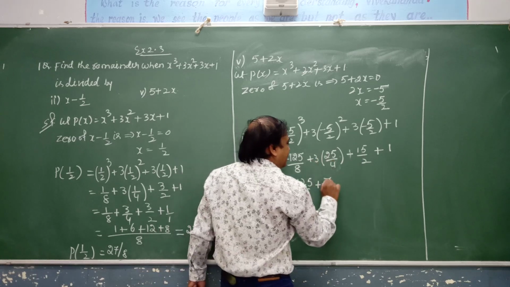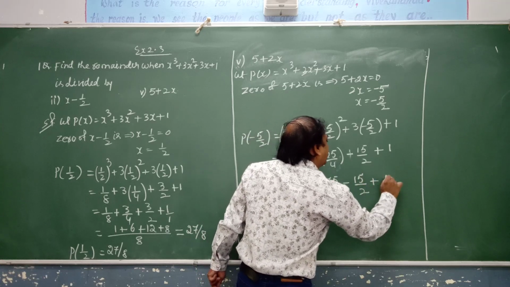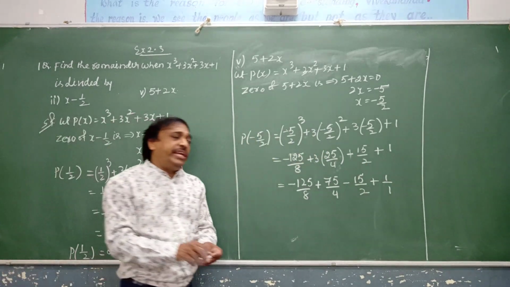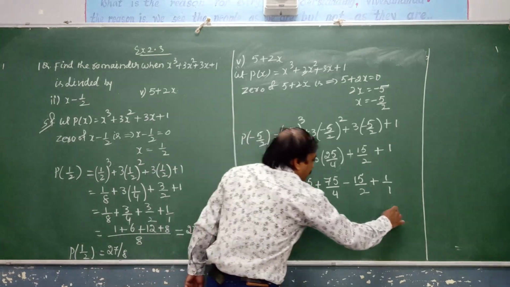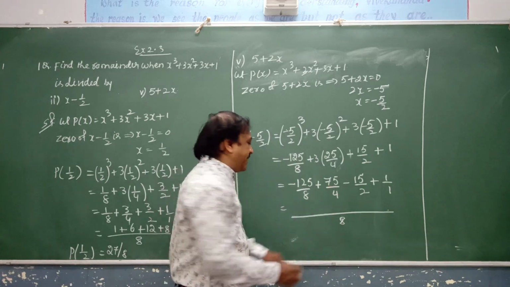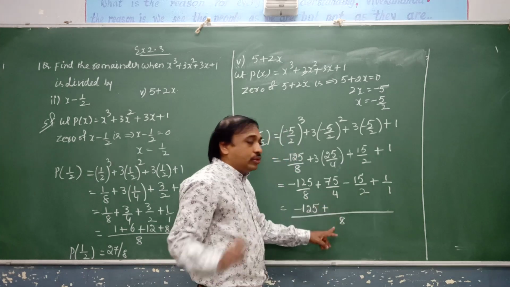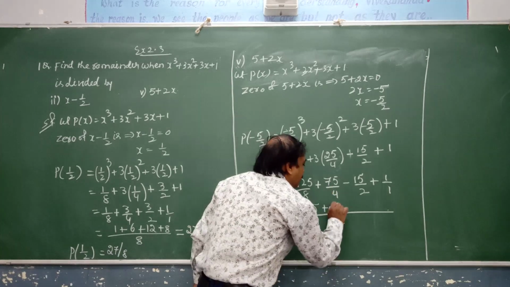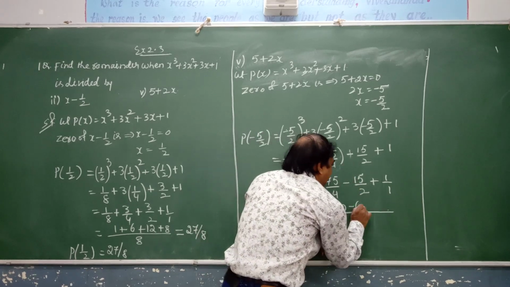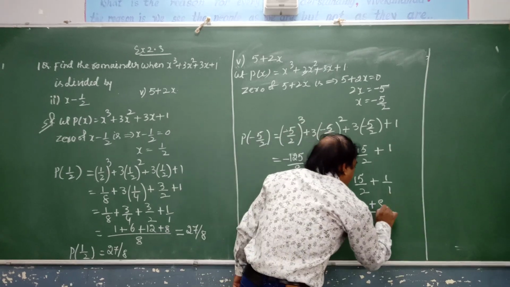Which is equal to minus 125 by 8 plus 25 into 3, 75 by 4, minus 15 by 2 plus 1, which we write as 1 by 1 so that it will be easy for you to add. What step are we doing? We are taking the LCM. For all of these, the LCM is 8. Now 8 one time is minus 125, plus 4 two times, 2 into 75 is 150, then 2 four times, 15 fours are 60, minus is there, plus 8 into 1, 8.